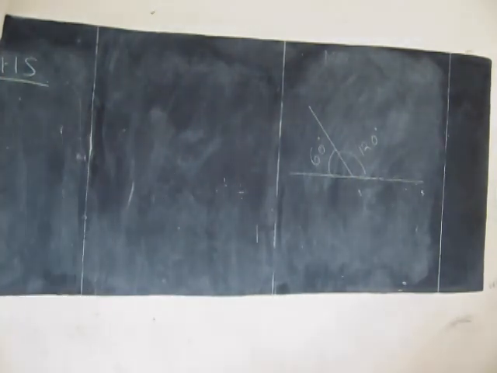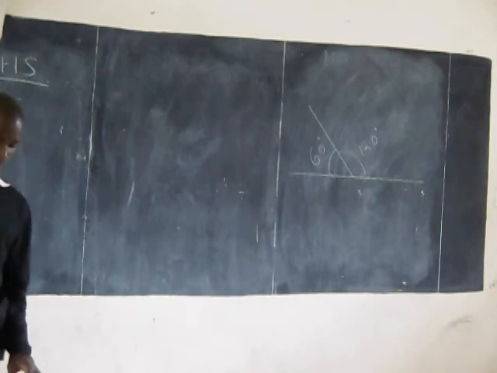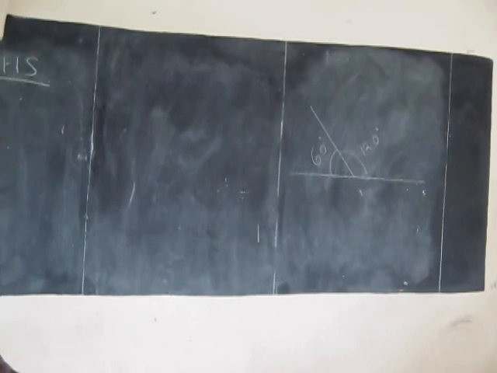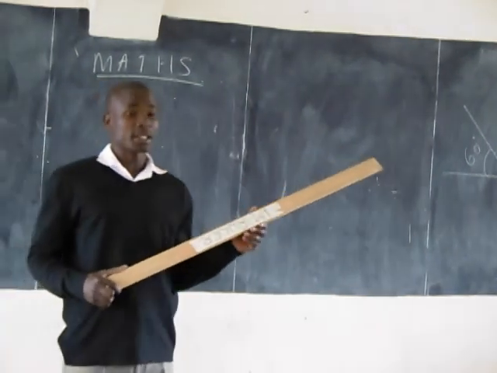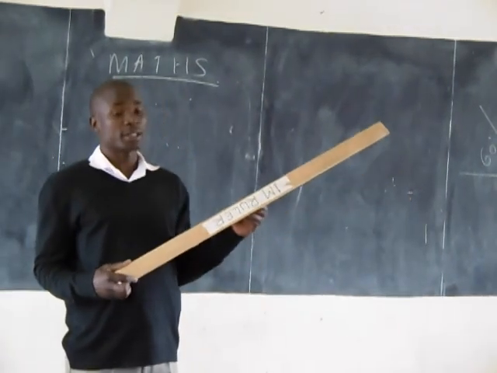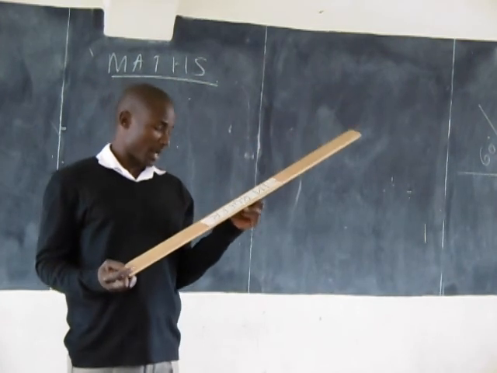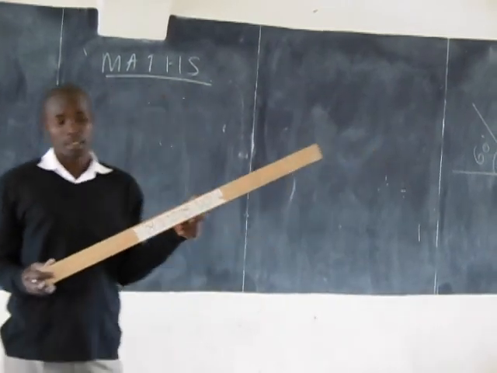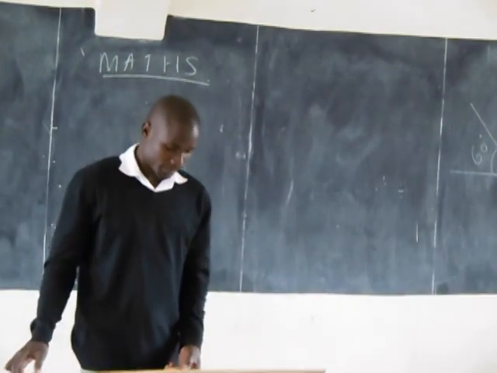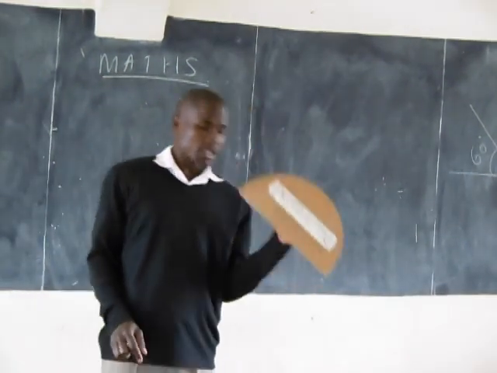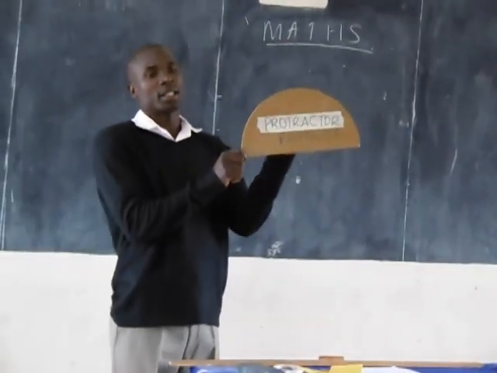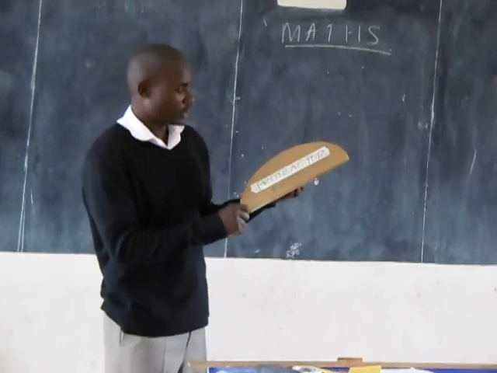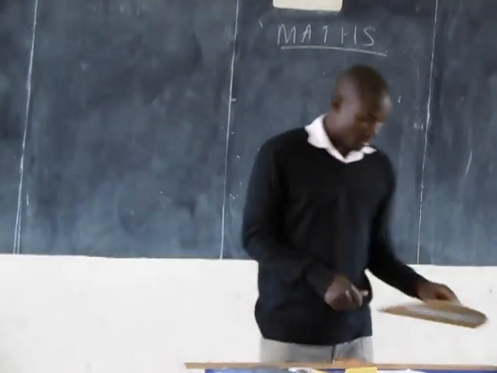Today we are going to talk about something different, and the materials that we're going to use is the one that I'm carrying in my hand, a ruler. Say a ruler. Very good. Another one, it is this one. How do we call it? Very good, a protractor.